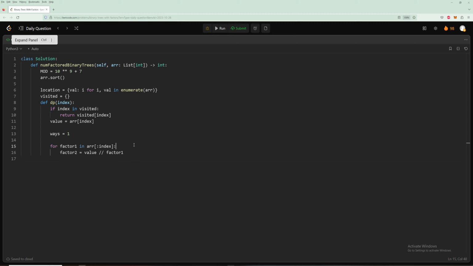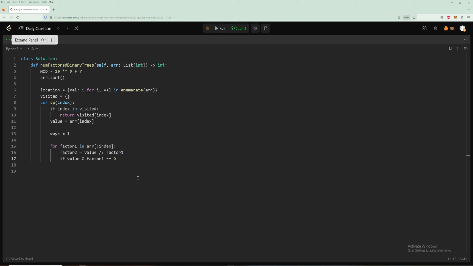Actually, we can probably even write it in here. So we can just say if value mod factor 1 equals 0, then this is valid, right? Then we can get a factor 2. Actually, no, I think it is better to do it here, because even if this is invalid, then we can check for both of these. So let's write it this way so we can get factor 2.